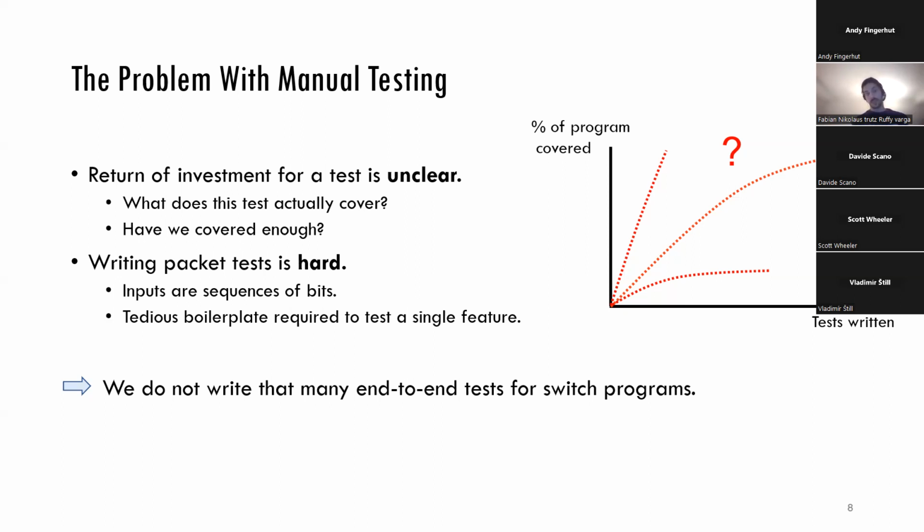Now, the consequence of this is largely that we don't really write that many end-to-end tests for our switch programs. So practically speaking, engineers write a couple, at most a dozen, but most of the time just one or two of these tests for the particular programs they want to test. And the consequence, of course, is the testing is quite ill-defined.